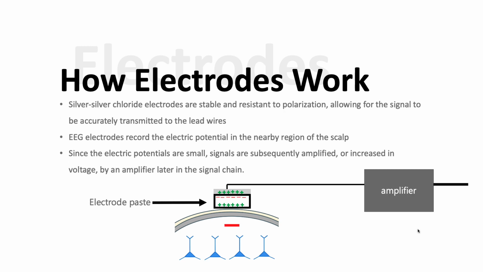In general, electrodes are composed of silver chloride because this is a stable material that is resistant to polarization. EEG electrodes record the electric potential in the nearby region of the scalp, and this again has to be amplified, and you have to cancel out some noise with differential amplification, which I'll describe in a second. Amplifiers are very key, though, to allow us to actually get these signals to be big enough to where we can see them and interpret them.